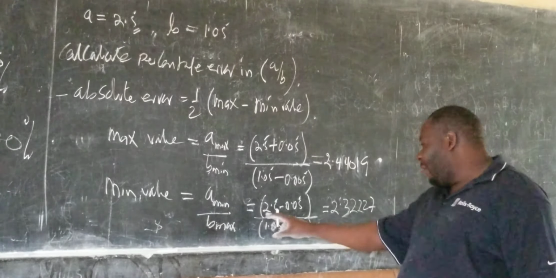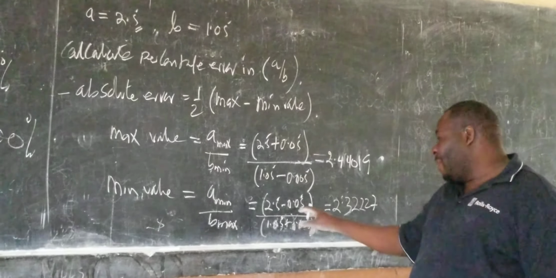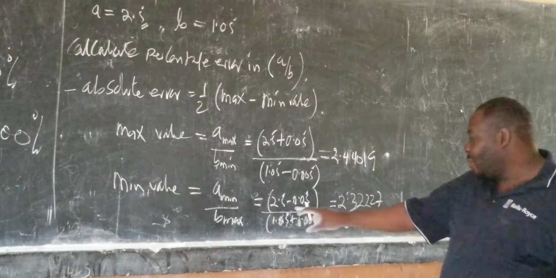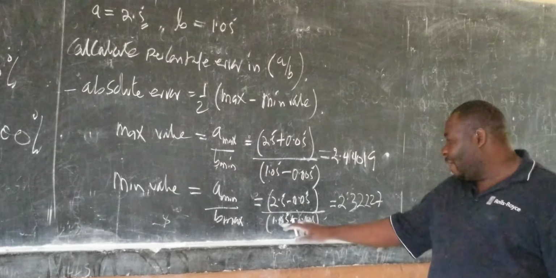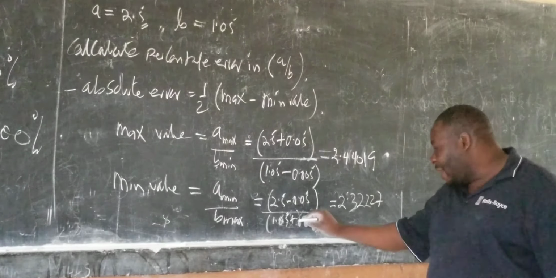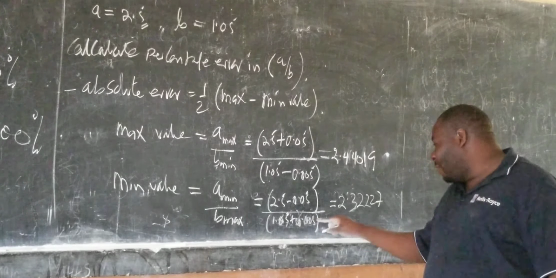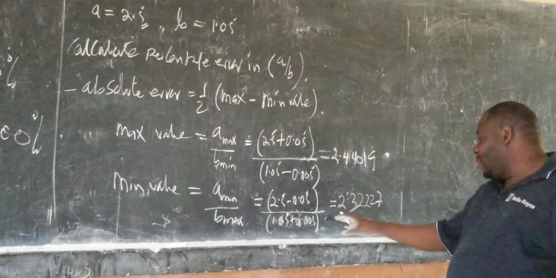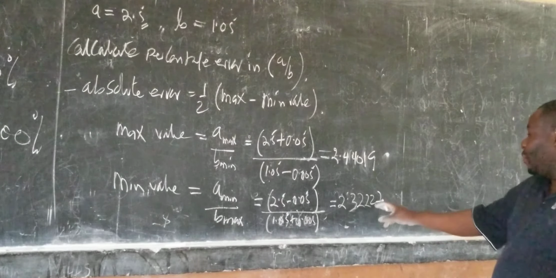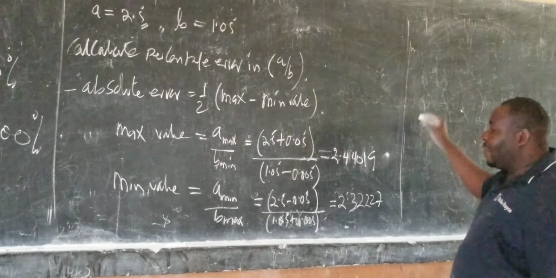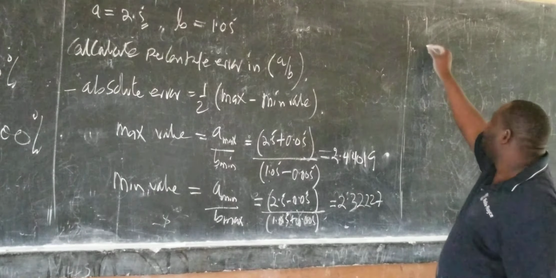So we can use the calculator there for minimizing. We minimize A by getting A minus the maximum possible error, 0.05 for one decimal place, and for two decimal places, 0.005. Then when you compute, you come up with 2.32227. That is the minimum value.